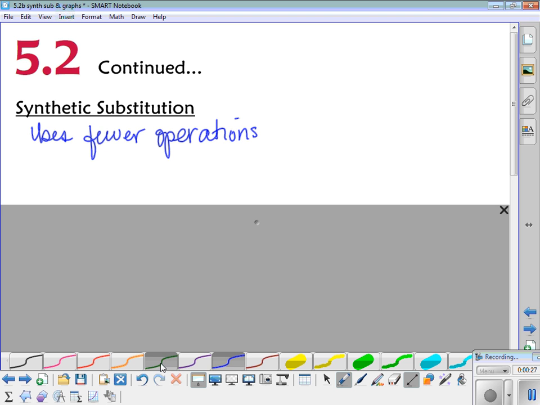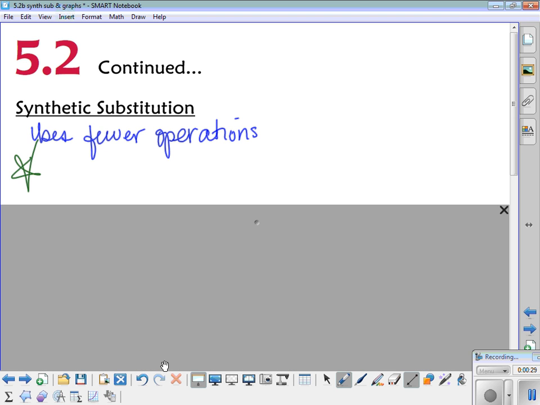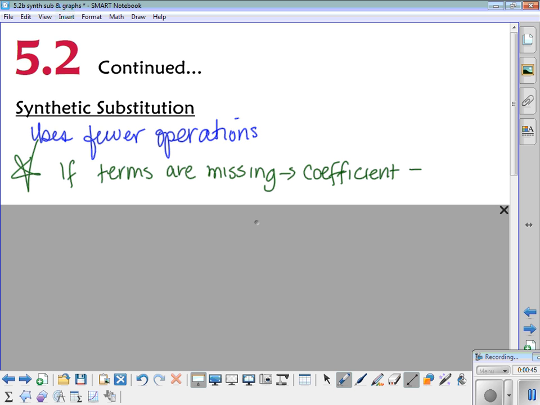The only thing that's a little bit tricky is that if terms are missing, you need to remember that the coefficient is equal to 0. Okay, so for any missing terms, that means you have a coefficient of 0.